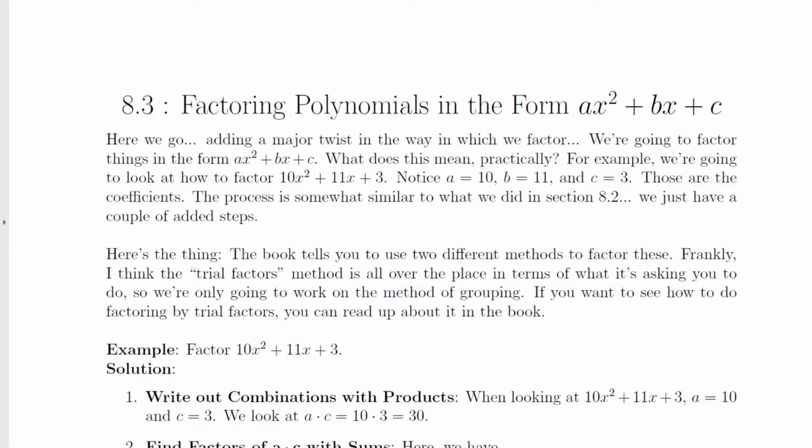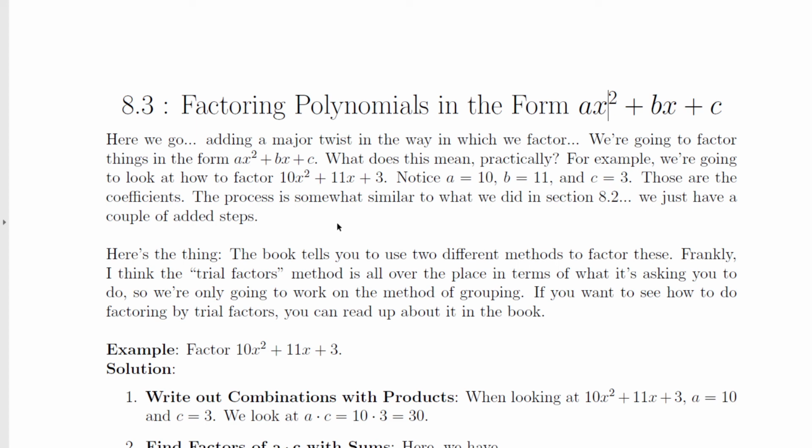Well, in 8.2, what we were looking at was the form where the first piece of our trinomial actually did not have an a term. So there was no coefficient, it was just 1. Or in the cases where there was a coefficient, we would just factor that out and then proceed like normal. So here we're adding a little bit of a twist.